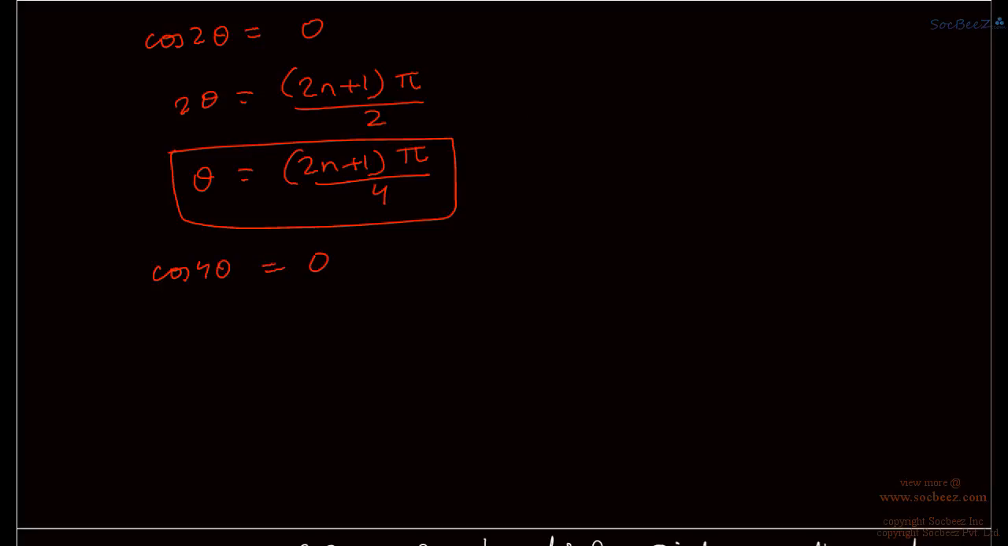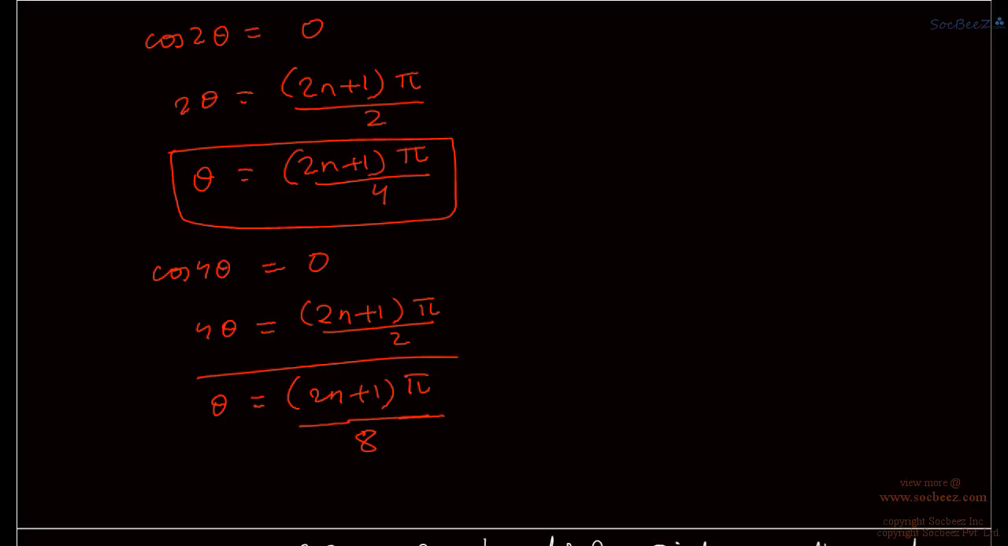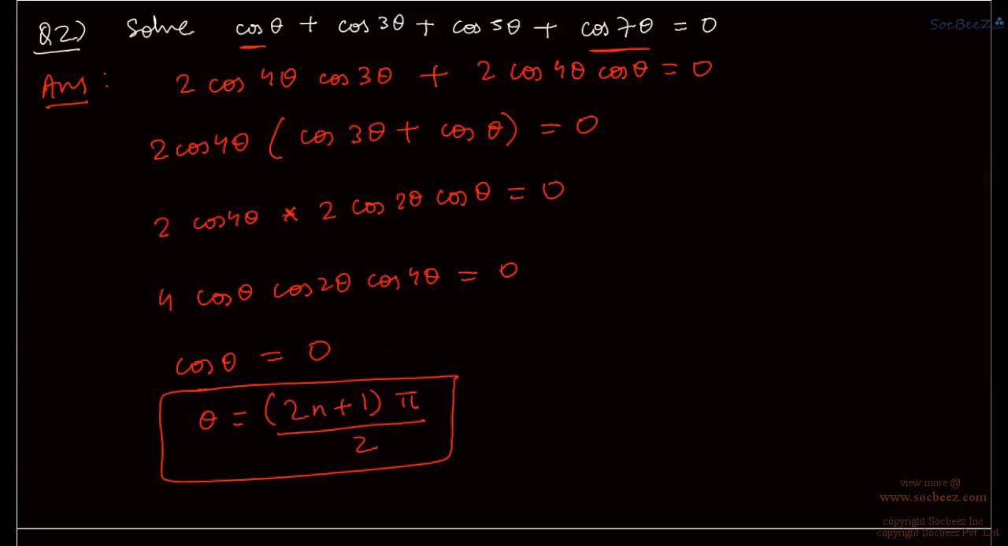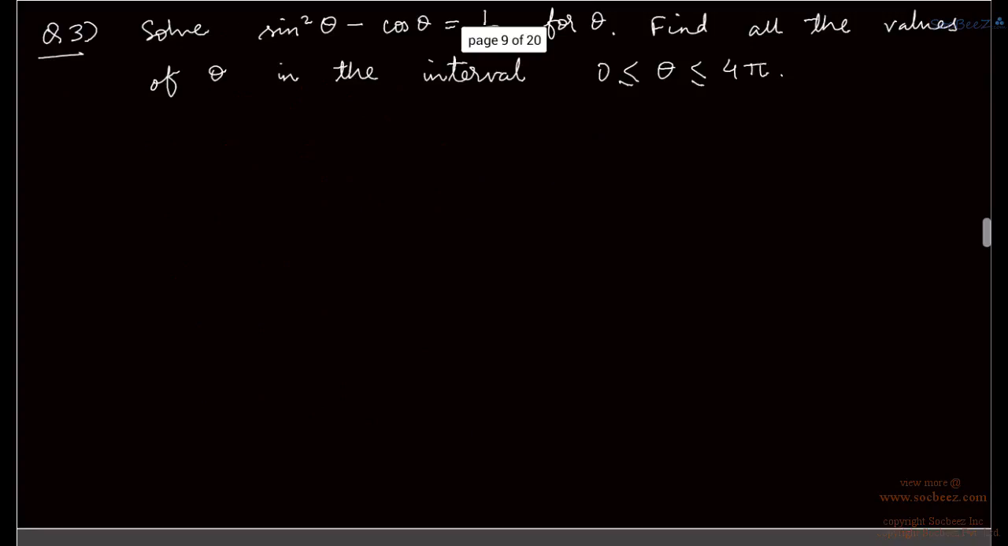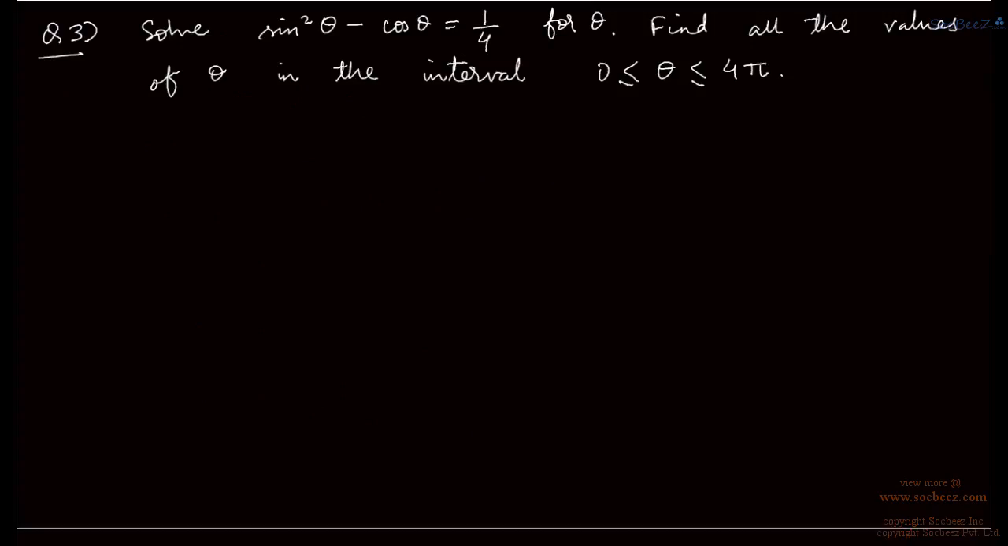And the final one is cos 4 theta equal to 0, or 4 theta is equal to (2n plus 1) pi by 2, so theta is equal to (2n plus 1) pi by 8. Right? These are the solutions to this equation. So we see that just using the addition and subtraction formula, it becomes a whole lot simpler. Right? The next one here.